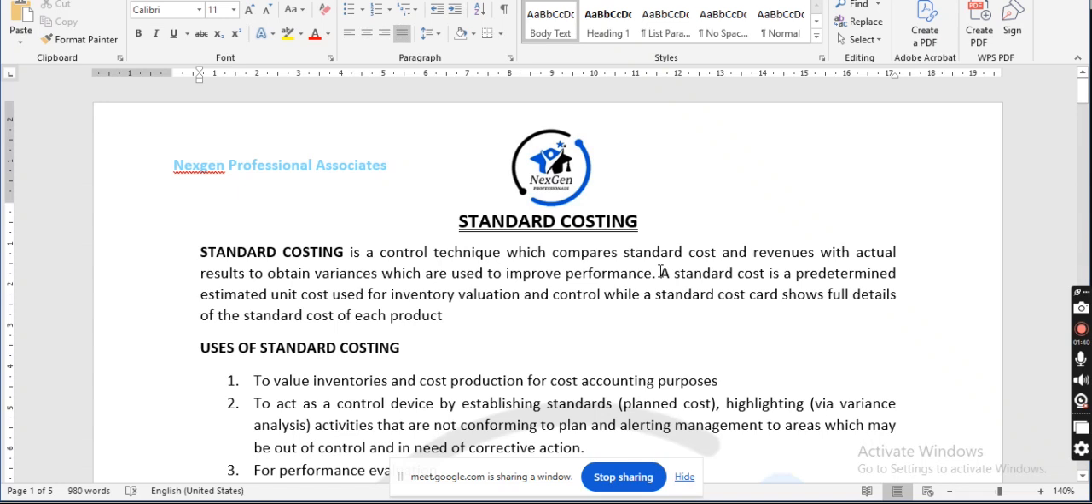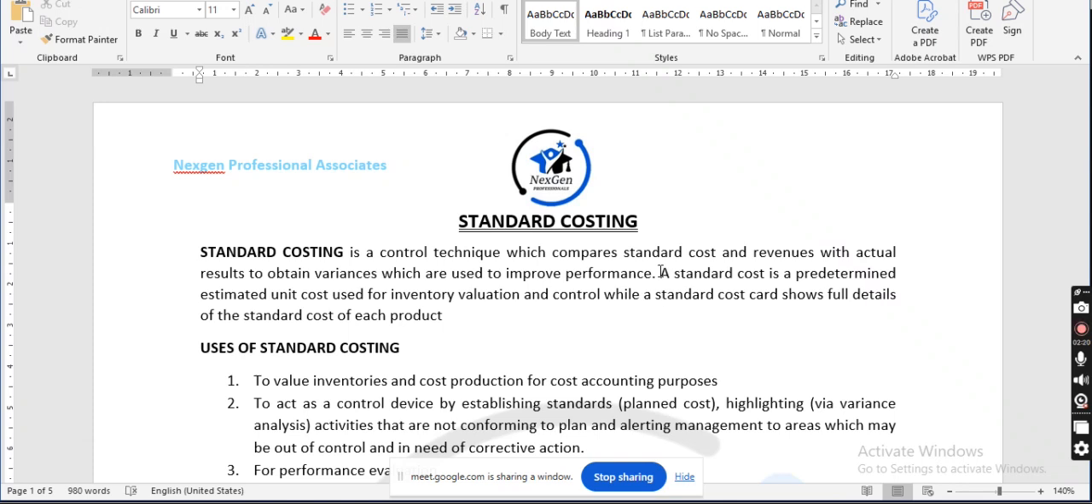And that is what we call standard cost. A standard cost is a predetermined estimated unit cost. Now you will see in the question, you'll be given, let's say, 5 hours per unit. Then the rate, I'm talking about standard now, is 2 naira per hour. When you multiply 2 times 5, you have 10 naira. So that 10 naira is what you call standard cost because it is a unit cost.